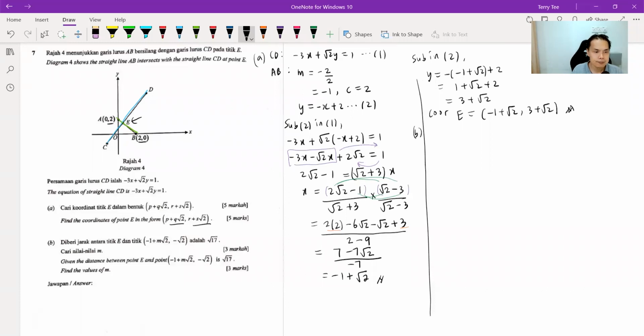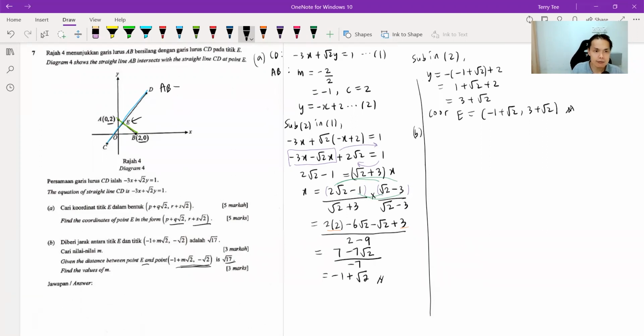Okay, part B. Given the distance between point E and another point is √17, find the values of m. Point E we already know. The second point is given as this. So we know the distance between 2 points.